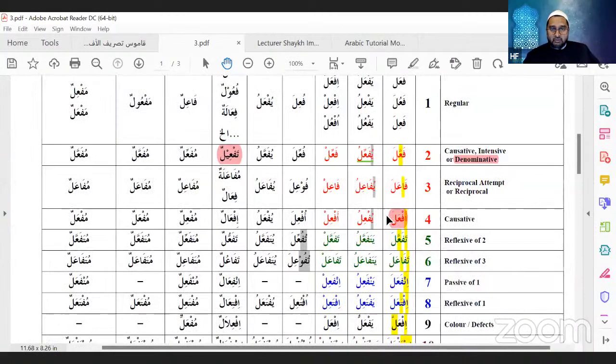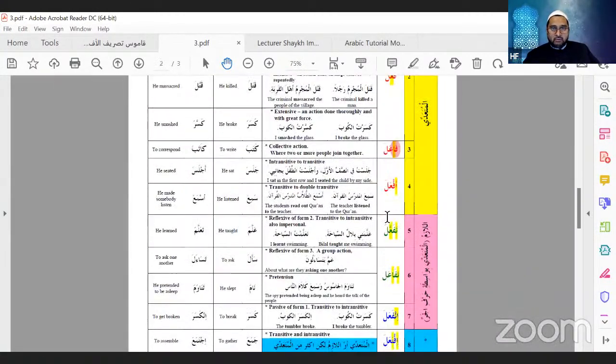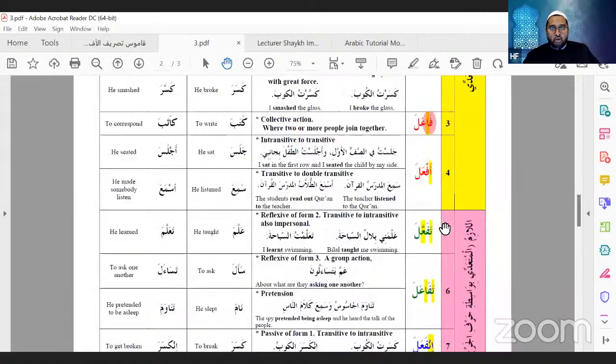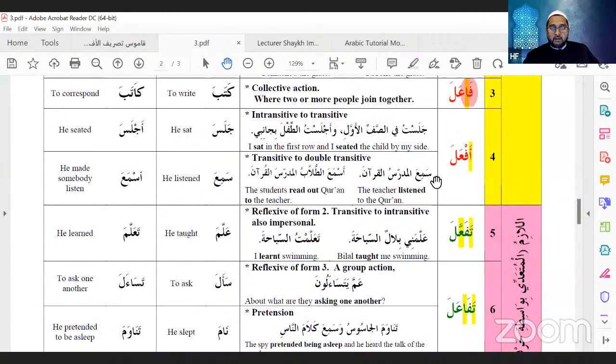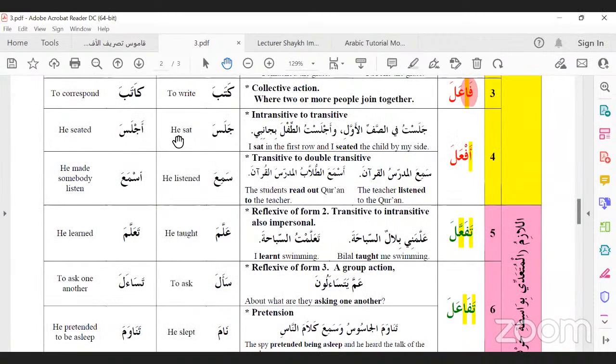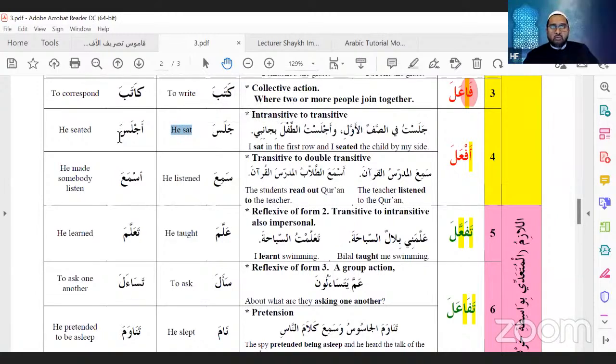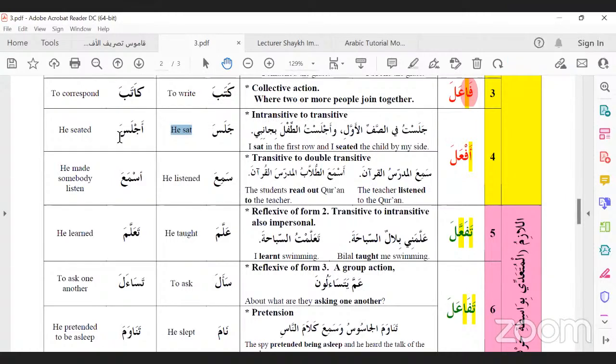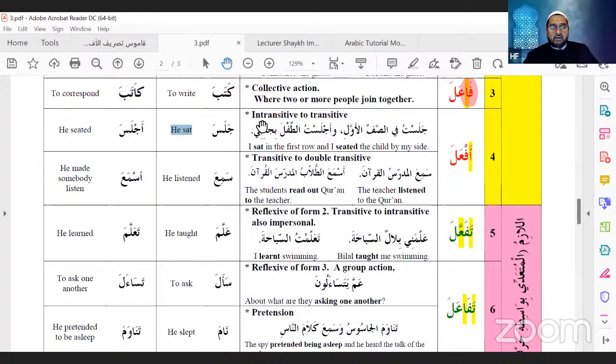Let's go to the next one. So kataba, to correspond. Now I want you to do babi if'al, af'ala. Example: jalasa, he sat, and ajlasa, he seated. When you make someone seated, what does that mean? You're adding a maf'ul in the sentence, in the verb. The action is not going to be upon the fa'il, it will be on the maf'ul. Excellent. So it goes from intransitive to transitive.